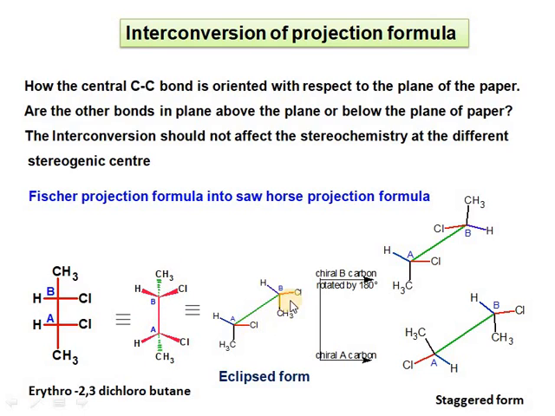We can write the Sawhorse formula. This is the Sawhorse formula. So this wedge and dot formula you can write in the form of a Sawhorse formula, like two methyl groups which are below the plane.